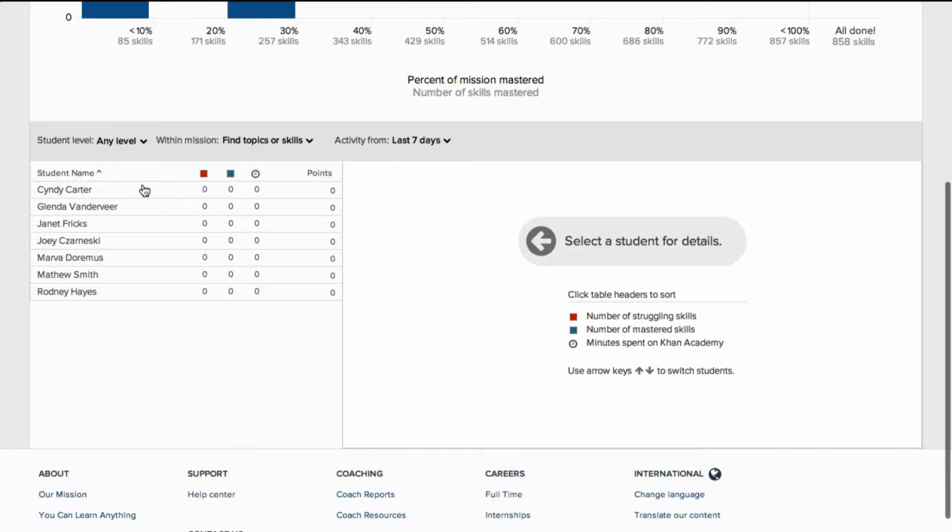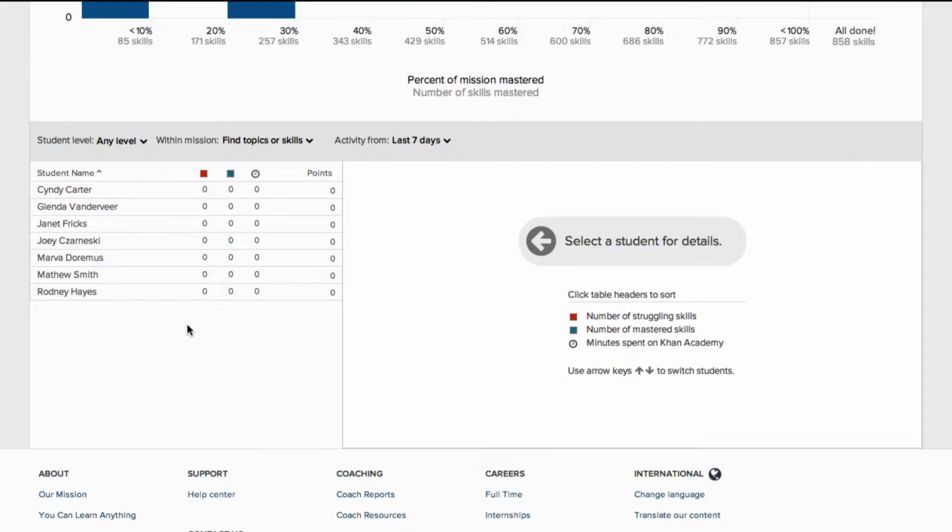Down here is a list of all the students that I have in my class, and it shows me a few different things. Now notice we have all zeros right here. This is what the students are struggling with. Right here is the number of skills that the student has mastered, which is really important to know, those two things. And right here is the minutes that these students have spent on Khan Academy. And this shows how many points that they have on Khan Academy too, which is fun to keep up with. Well, notice that we have all zeros right here.